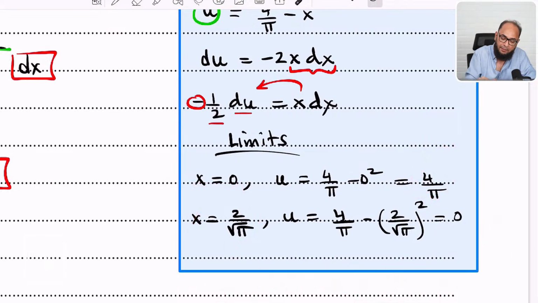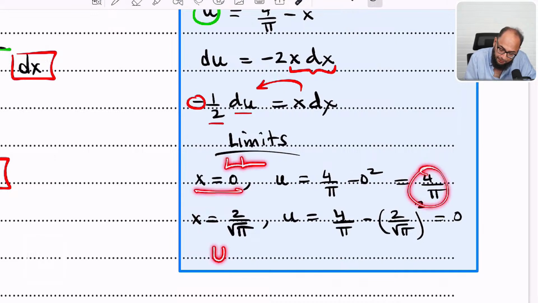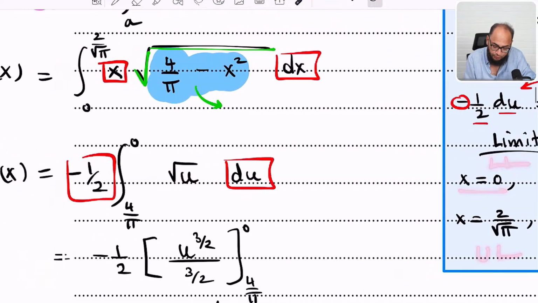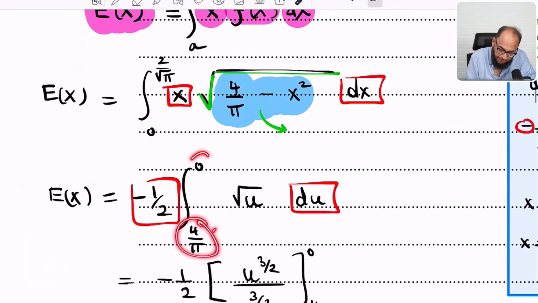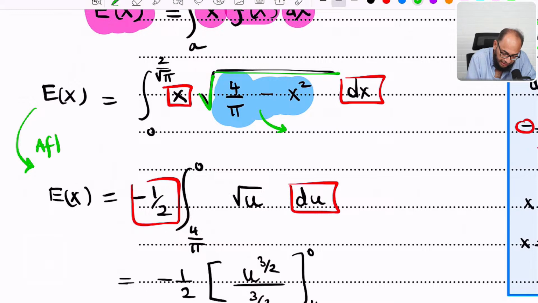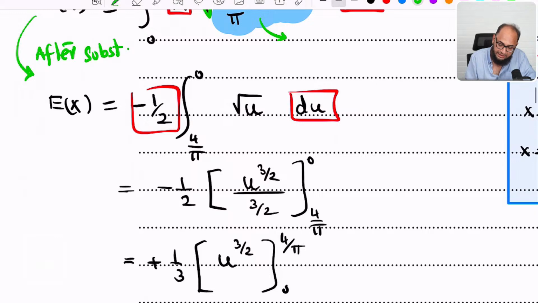If it came from an upper limit, place it for the upper limit. So this is the lower limit, that's 4 over pi. This is the upper limit, that is 0. So this is the lower limit, 4 over pi, upper limit is 0. This is after the substitution. Now, just integrate.